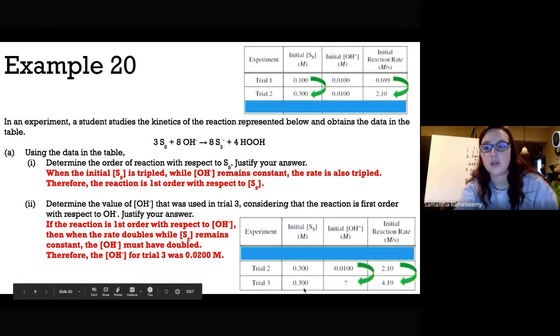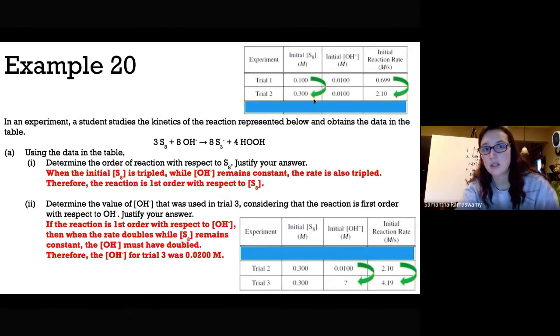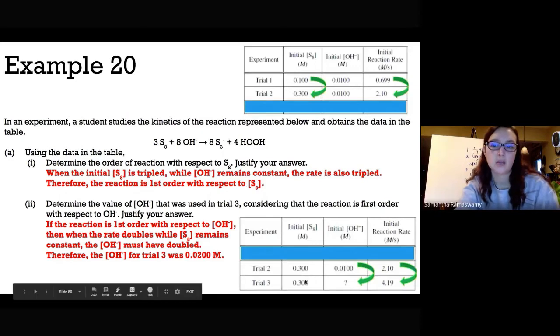Now, another way that you could solve this is you could write out the rate law. Rate equals K times the concentration of S8 times the concentration of OH minus because they're both first order. And then you could solve for the rate constant. So using trial 1 or trial 2, you could solve for K. And then you could use that. So rate equals K times S8 times OH minus. And you could actually plug in rate, S8, your value of K, and you could solve for OH minus. And you should get the same thing. It might be rounded a little bit differently, but you should get the same thing.